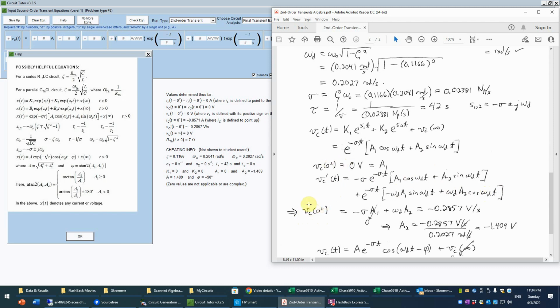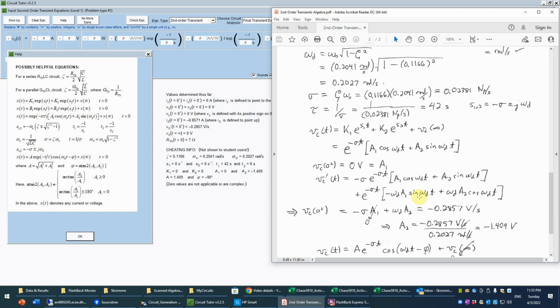We already did VC. Evaluating this, when t is 0, the exponentials all become 1, the sine becomes 0, and the cosine becomes 1. So we are just left with negative sigma a1. That's our first term, although we already found a1 at 0, so that term is actually going to go away entirely.